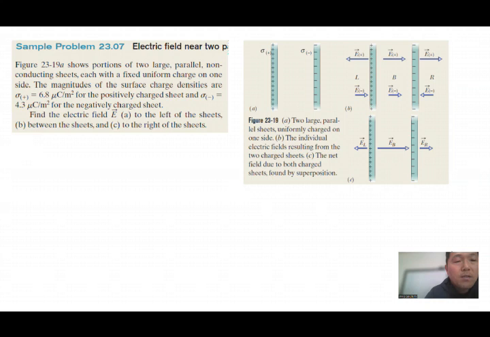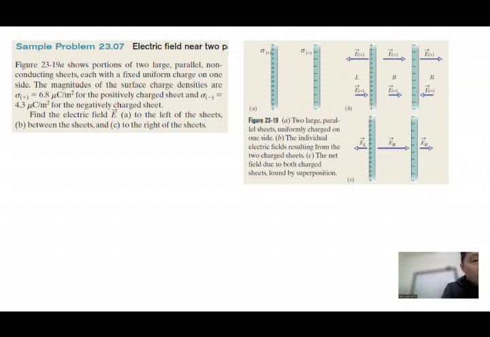So the question is, let's find the electric field E to the left of the sheets, between the sheets, and to the right of the sheets. So you have to estimate the electric field from the two plates separately, and then just superimpose those two electric fields. So the net electric field will be given by those two fields in the different areas. Let's estimate the electric field of the positively charged plate first.